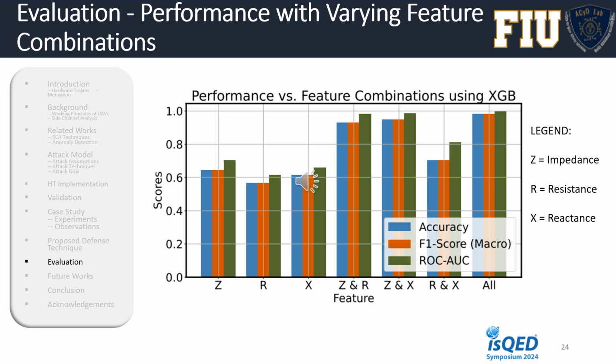The one that provided the most positive results in terms of accuracy and the other metrics is when we had a combination of all three parameters as the input values for our machine learning module. In this case, when we had all three, the impedance, resistance, and reactance, is when we actually got the best results.